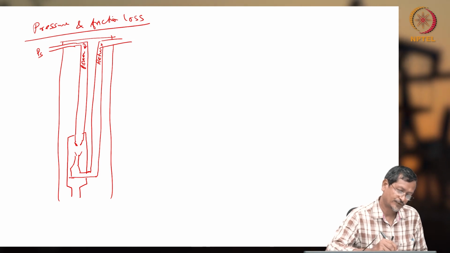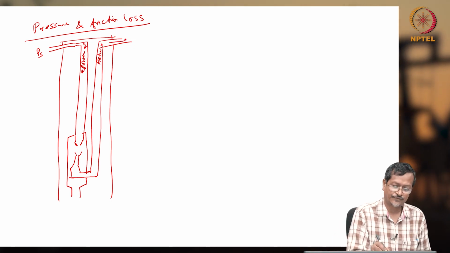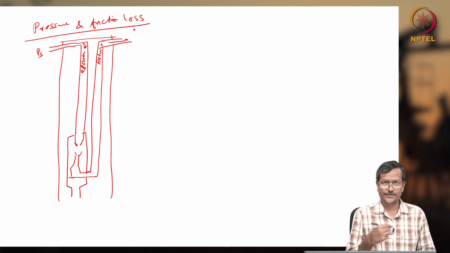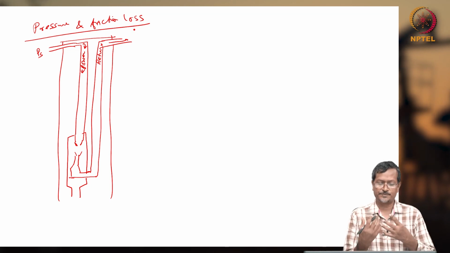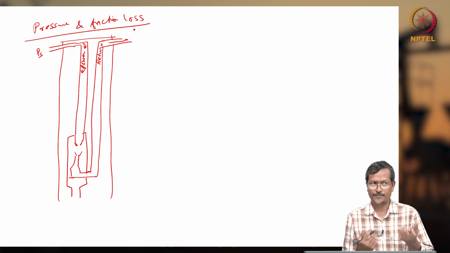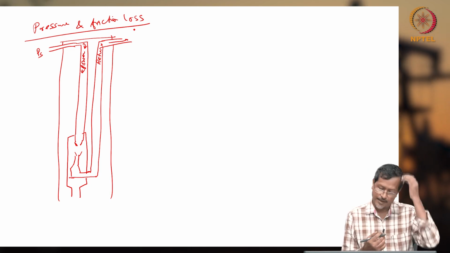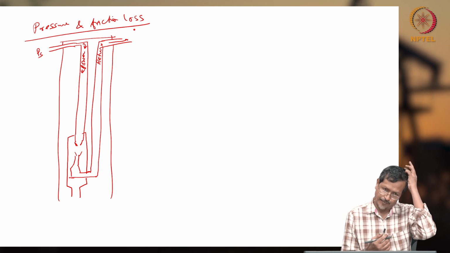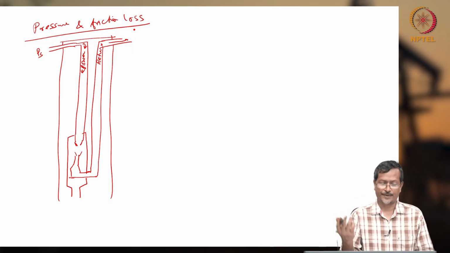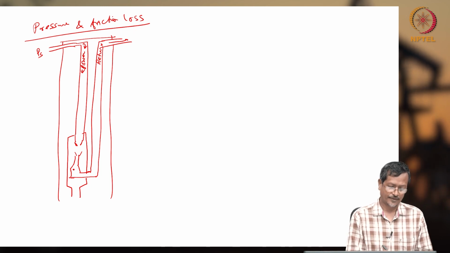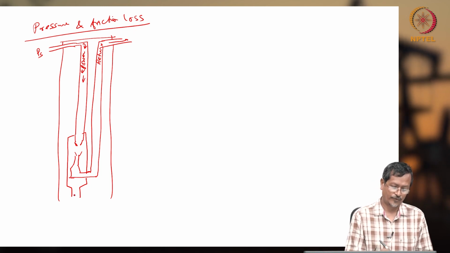Power fluid means fluid is going down, return fluid means fluid is coming out from the wellbore, and this is the jet pump, so both fluids must be mixed. But in a hydraulic engine pump you can mix, or you can avoid mixing also. If you avoid mixing, that is better. If you mix, that is also fine, then on surface you have to separate again. But in the jet pump case, your wellbore fluid and power fluid will be mixed.